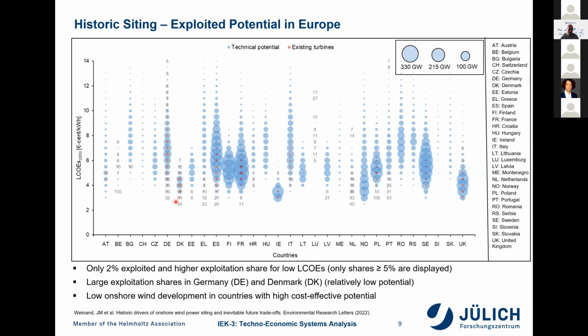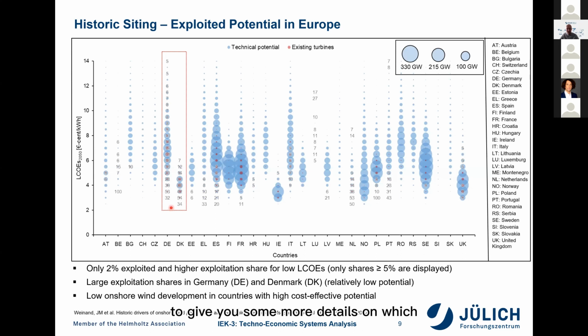And as you can see, we have higher exploitation shares for lower LCOE levels. So if the LCOEs increase, then the exploitation shares decrease. And there are some countries like Germany here and Denmark which have high exploitation shares for every LCOE level, despite having very low and not so cost-effective potential. On the other hand, we have some countries like Finland, Ireland, Norway, or Sweden, which have a very large and cost-effective potential, but there the exploitation shares are still very low.